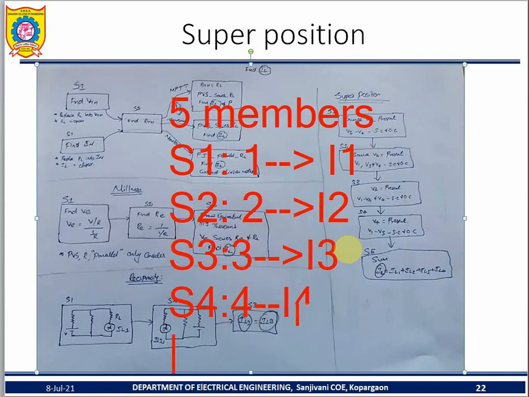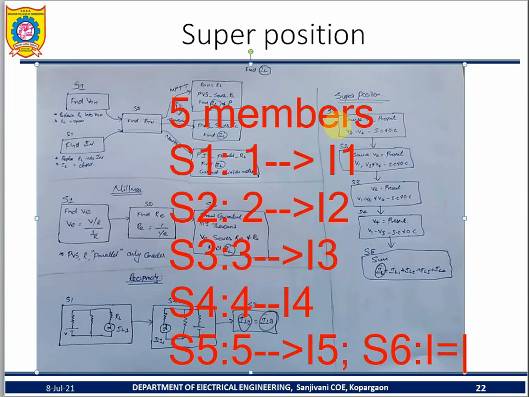So how many members? 5 members. So step 5. Source I5, find out the I5. Then step 6. I is equal to addition. I is equal to I1 plus I2 plus I3 plus I4 plus I5.